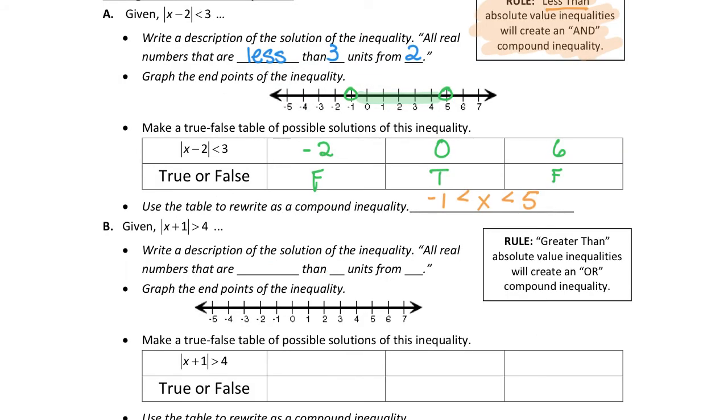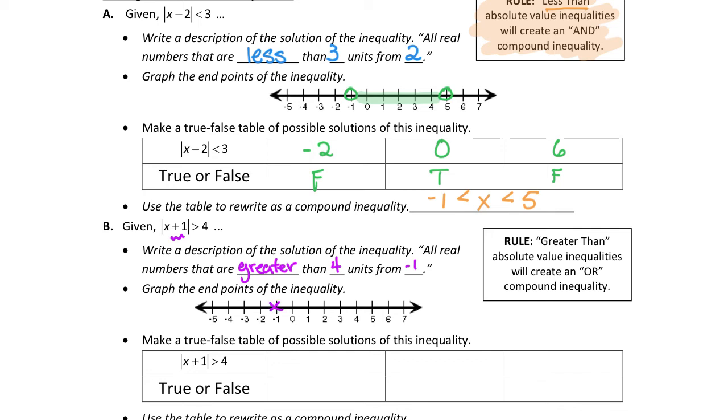Let's do the same process again, a little faster, but this time with a greater than instead of a less than. So let's write out the description, all real numbers that are greater than, it looks like 4 units this time, away from -1. And the reason it's -1 is right here. Remember, that's always supposed to be a difference. So since there's not a subtraction there, then that must mean we're actually subtracting a negative.